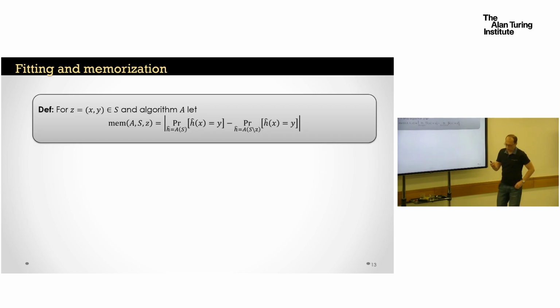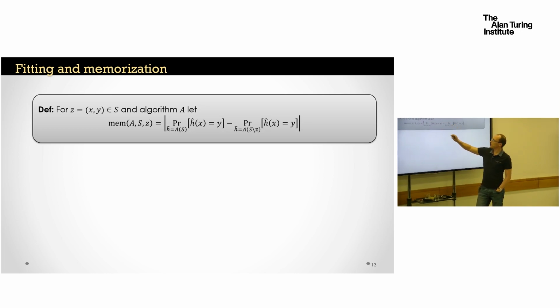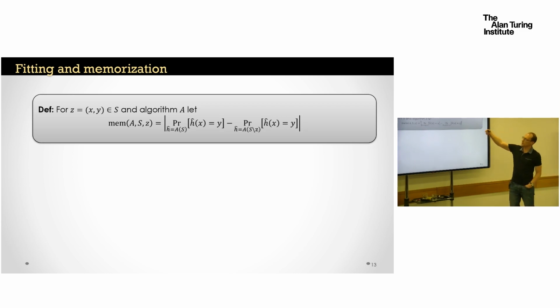We'll measure memorization of an example z, which is in data set S, as the difference in the prediction on that example when the example is in the data set and when the example is removed from the data set. It's basically some kind of leave-one-out stability, but it just measures how much the presence of the example affects prediction on the label of that example itself. So if there is a large change in the prediction, we say that it memorizes, and we quantify it by this difference.